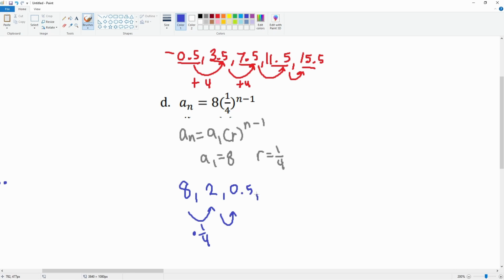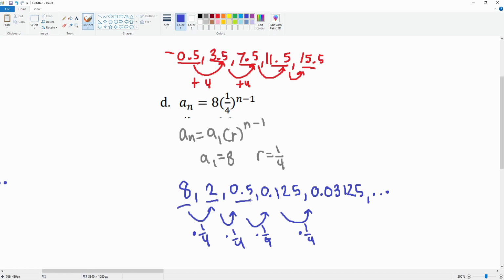Let's do that one more time. This becomes 0.125. 1, 2, 3, 4. That's 4 terms, so we need one more. And the last one is 0.03125, comma, dot, dot, dot. Okay. Again, we apply the common ratio of 1/4 to get the new term every single time. Okay. Here are your 1, 2, 3, 4, 5 terms of that sequence.